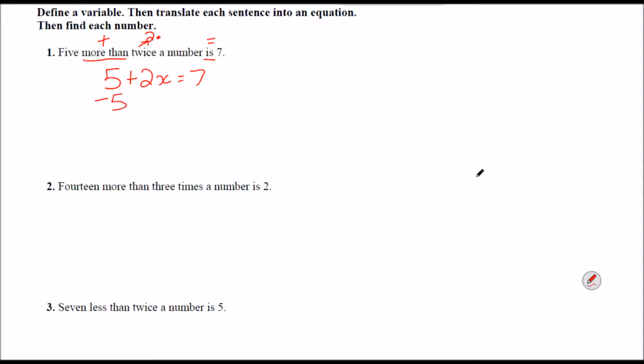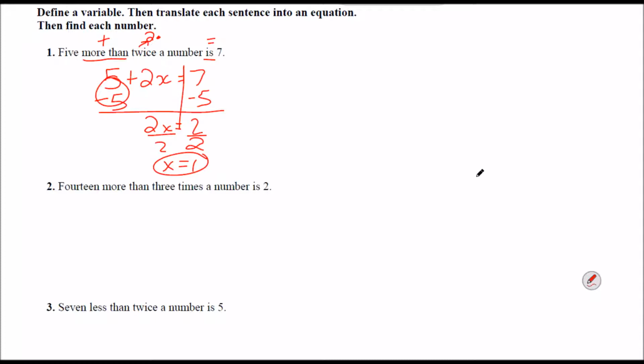Then we start to solve our equation. We subtract 5, we drop the 2x, 7 minus 5 is 2, and then we divide each side by 2 to get x equals 1. And that's it.